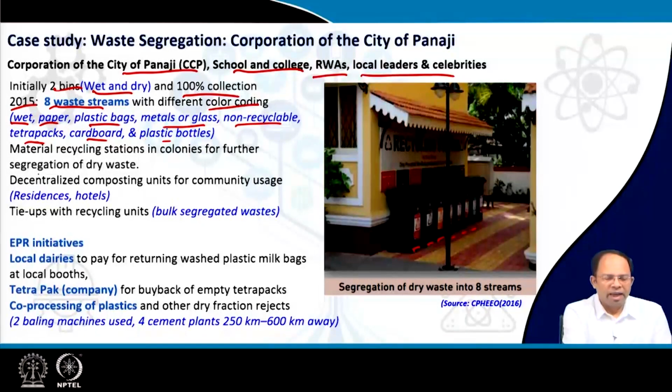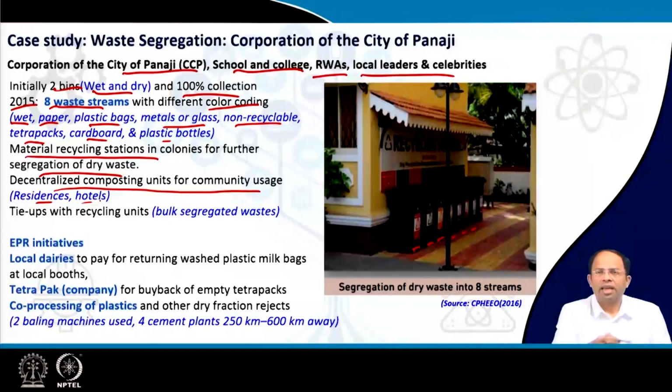So material recycling center stations were set up in every colony so that people can go and put materials which could be recycled, right? They can even return some amount of hazardous materials as well. So this kind of recycling stations were set up. Then decentralized composting units for community usage were also set up, so residences and hotels can do composting locally.